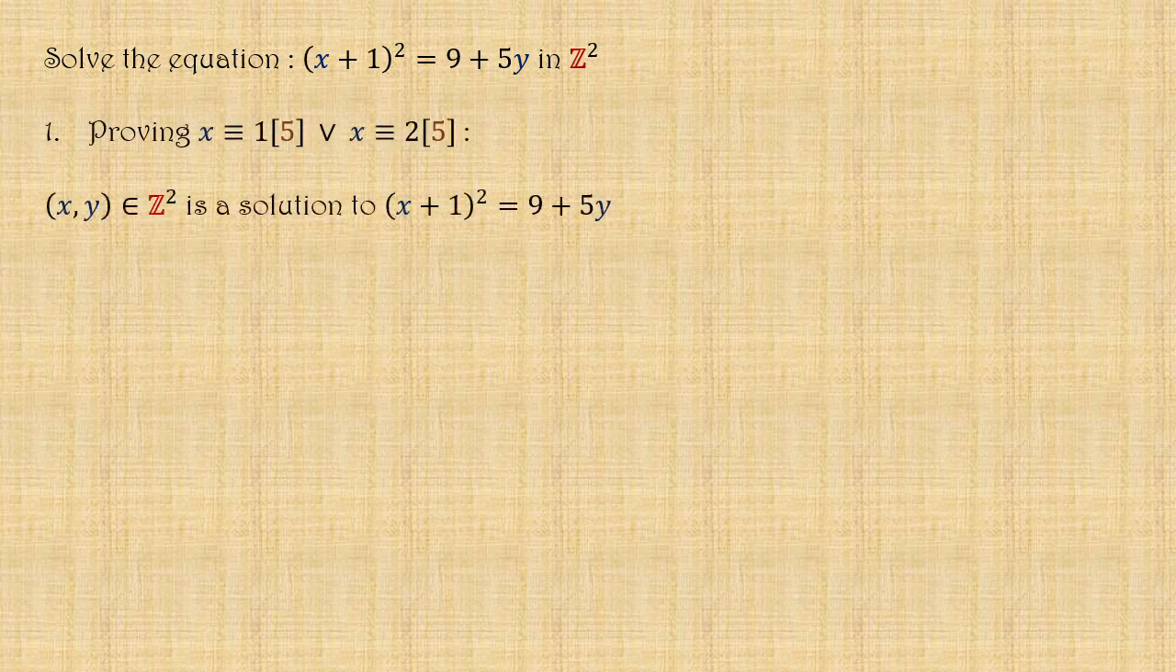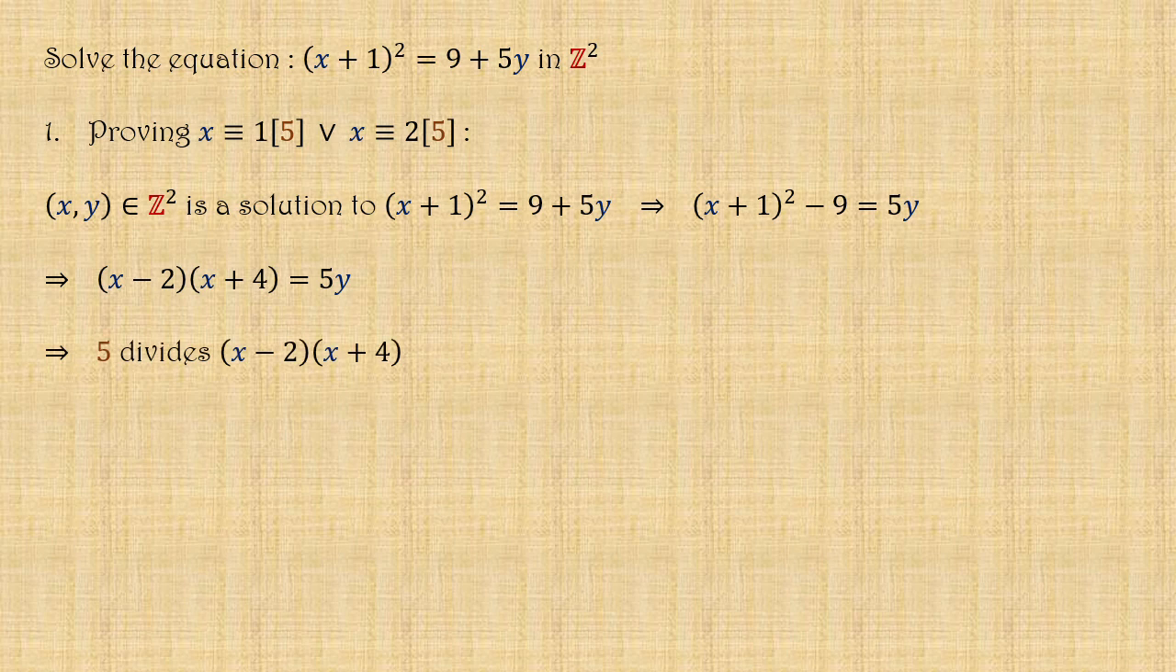So if the integer couple x and y is a solution to the equation (x + 1)² = 9 + 5y, then (x + 1)² - 9 would be equal to 5y. Now by factorizing the expression (x + 1)² - 9, as it represents an expanded remarkable identity of the form a² - b², we find that (x - 2)(x + 4) equals 5y.